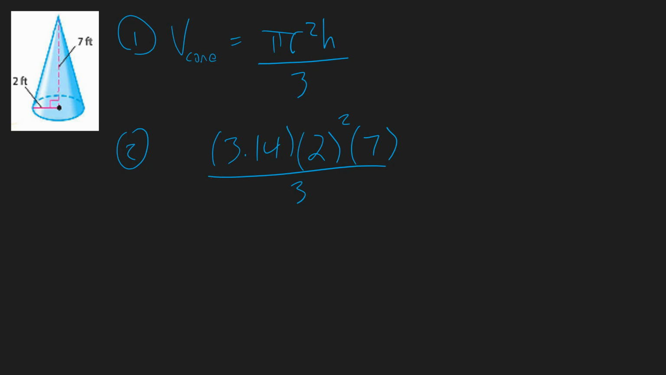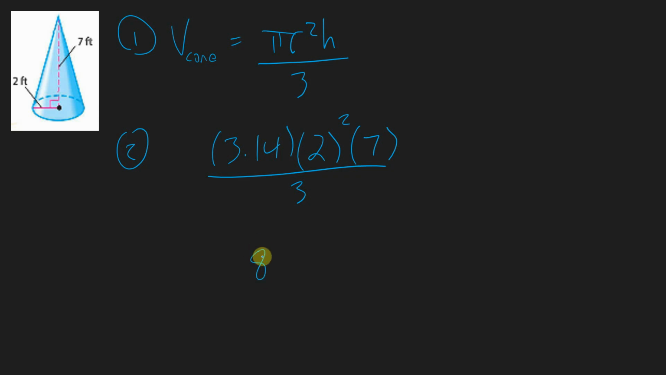As far as doing this in your calculator, the thing you should keep in mind is to do everything a little bit step by step. Don't try to do everything at once, because a lot of calculators don't have order of operations capability very well. So I'm going to pull my calculator, and I'm going to do 3.14 times 2 times 2 again, because remember it's squared, times 7, and then I'm going to press the equals button.